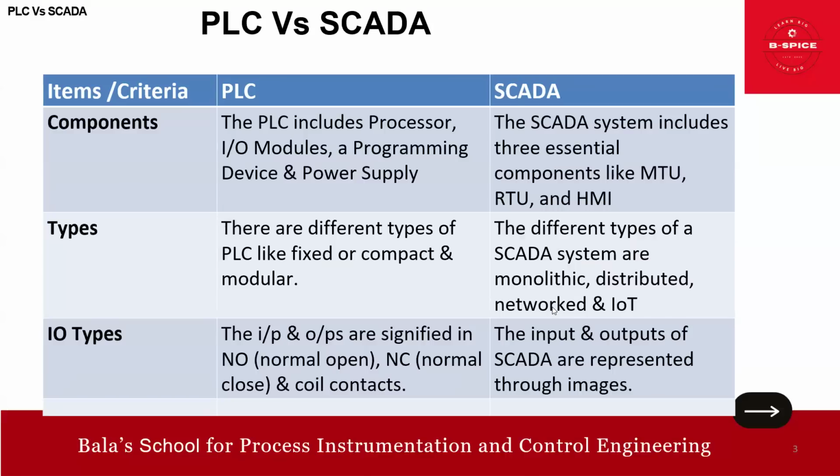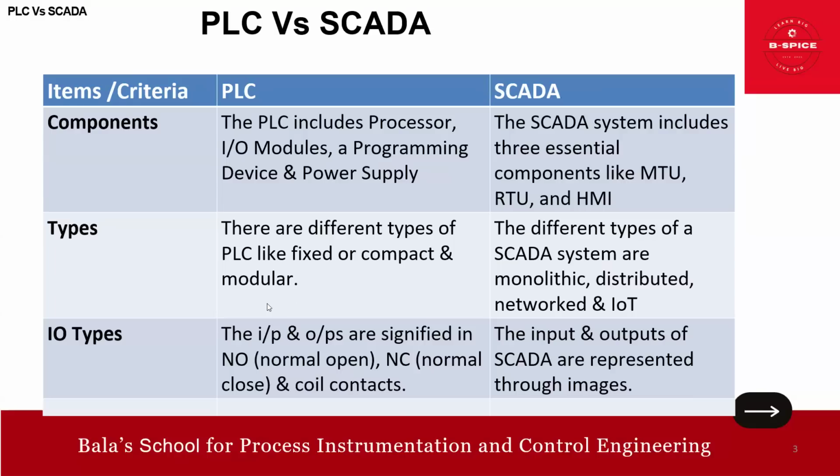So when you talk about the components, a PLC includes a processor, that is the CPU, IO modules, and of course a programming device and power supply. When we talk about SCADA, it includes three essential parts, very simple: MTU or RTU, and HMI. Master terminal unit, remote terminal unit, that's it, friends. So when we talk about types, PLC has different types: fixed, compact, modular, like that. And SCADA, as the previous video talked about, monolithic, distributed, networked, and IoT.